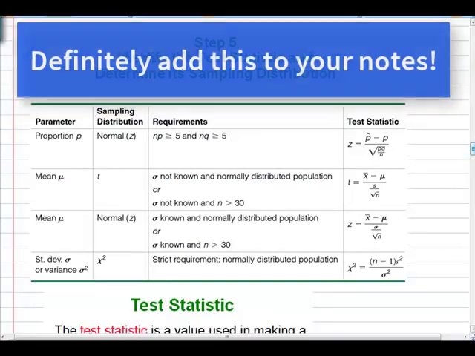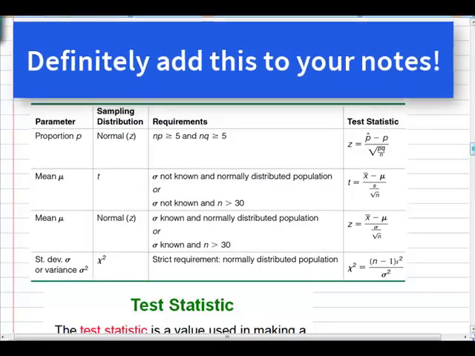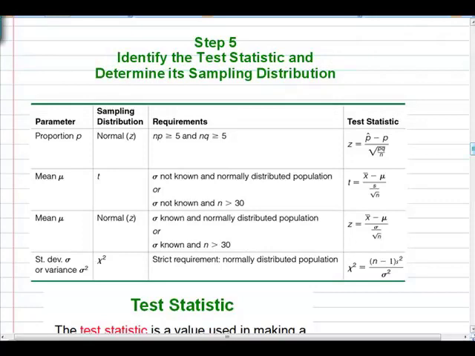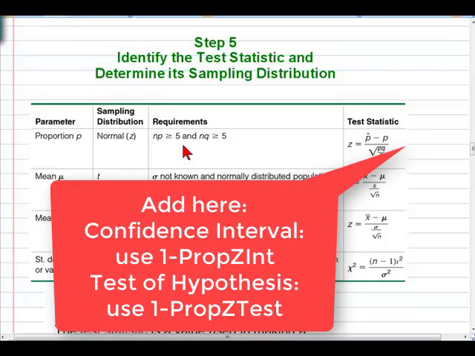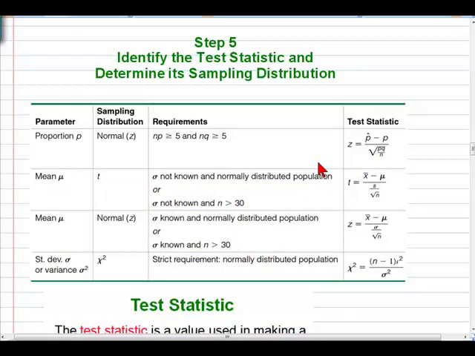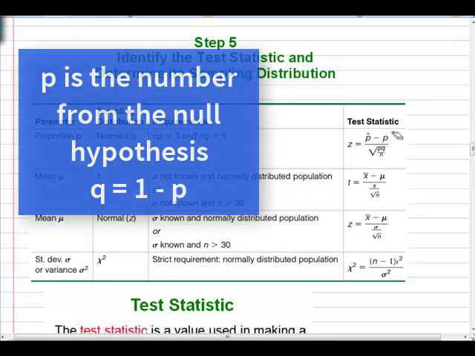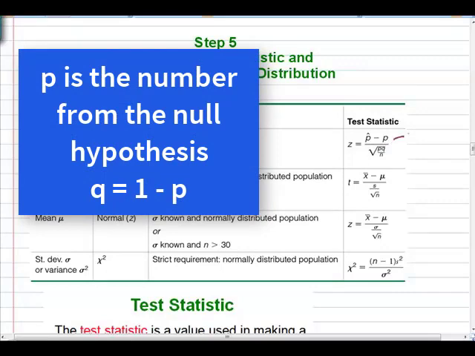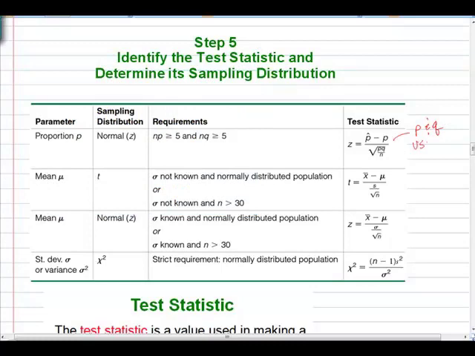Step 5 tells you how to identify what the test statistic is and determine the sampling distribution. These are exactly the same sampling distributions we used when creating confidence intervals in Chapter 7. If we were creating a confidence interval on a proportion, we would use the normal distribution with these requirements. This is now our test statistic. The test statistic is just a z-score in this case. The P and the Q here are values from the null hypothesis. P and Q use the assumed values from the null hypothesis.